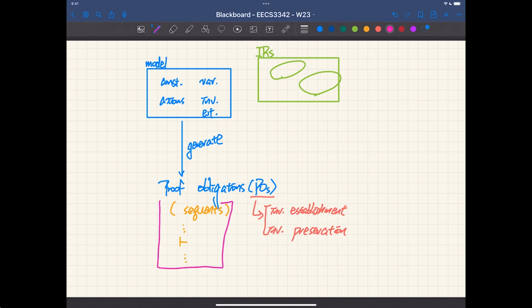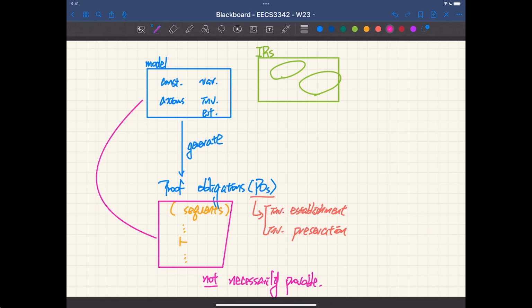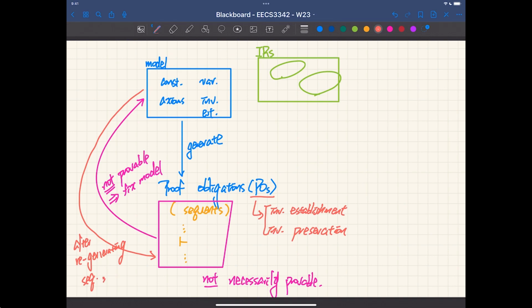And for this sequent over here, you want to know that, in general, it is not necessarily provable. In case it's not provable, go back to the model. If any one of them is not provable, that means fix the model. And you do some fix over here. After that, you have to regenerate all the sequents. That will be the subsequent step. And after regenerating all the sequents, try again to prove. This will be an iterative process until all the proof obligations are discharged. That's really the picture I want you to keep in mind.